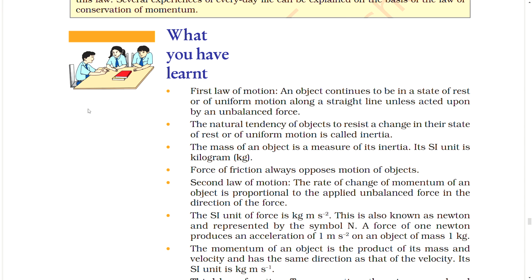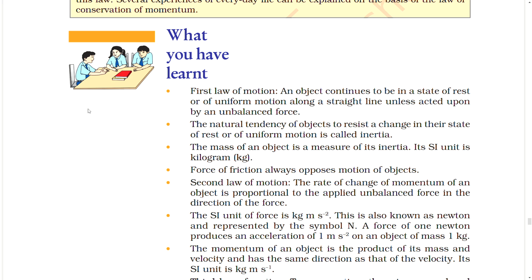What you have learnt. First law of motion: an object continues to be in a state of rest or of uniform motion along a straight line unless acted upon by an unbalanced force. The natural tendency of objects to resist a change in their state of rest or of uniform motion is called inertia. The mass of an object is a measure of its inertia. Its SI unit is kilogram, kg. Force of friction always opposes motion of objects.